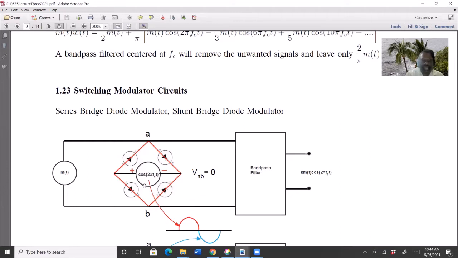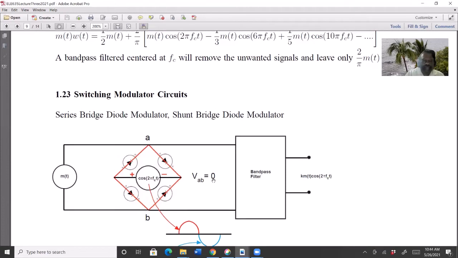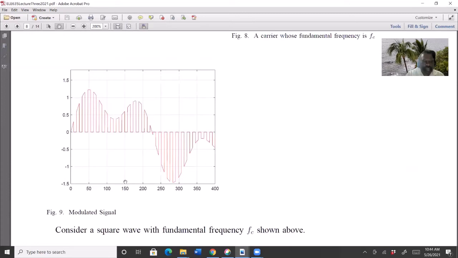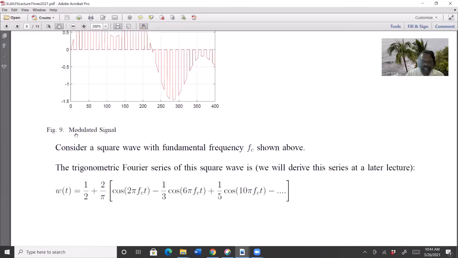Therefore, A and B are at the same potential. In other words, during the positive swing, AB is shorted, so VAB is zero. Okay, so what happens is you are at this point. See here, the shorted part. Output is zero.